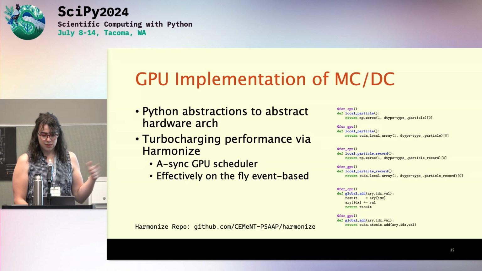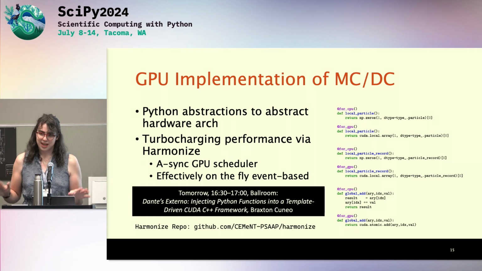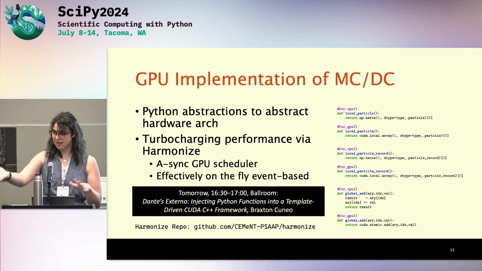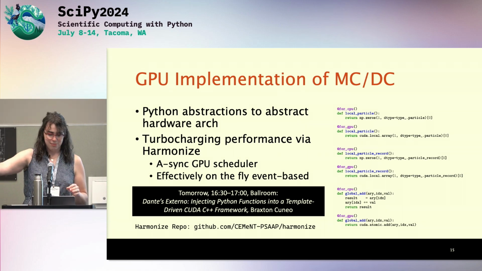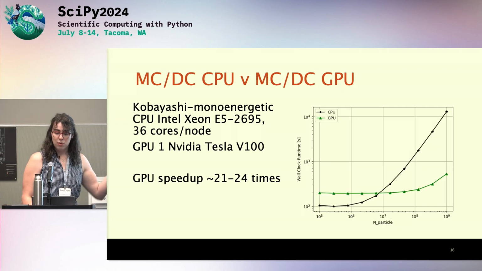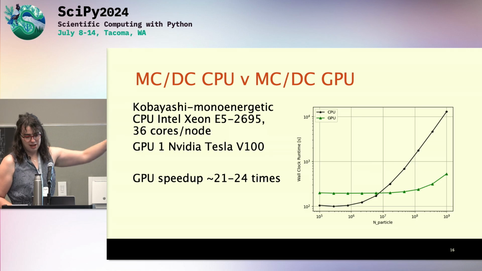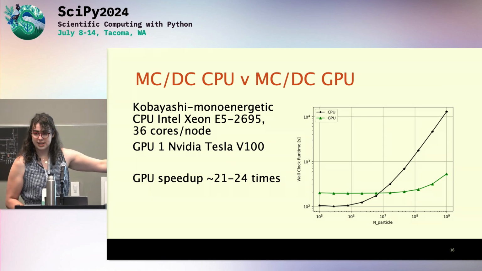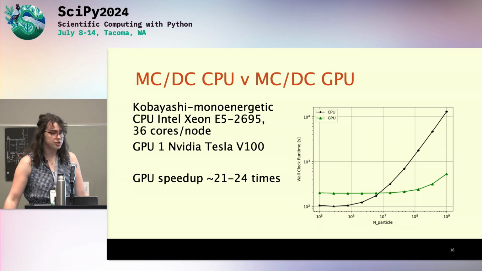We use something called Harmonize to do on-the-fly event scheduling. I'm not going to talk any more about that. I'm going to leave you with bated breath and tempest heart and tell you to go to my colleague's talk tomorrow. Braxton, his figures make your mouth water, so I would encourage anyone to do it. But when we do it, this is a full node of, so we're running on 2 Xeon CPUs compared to 1 Tesla V100, so even kind of an older GPU at this point.